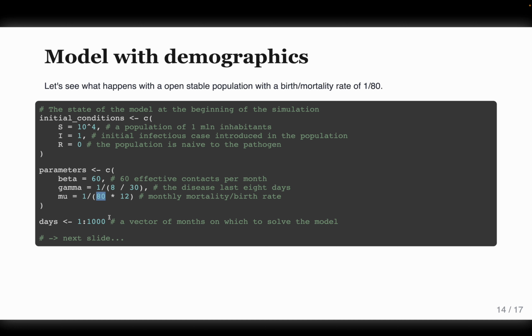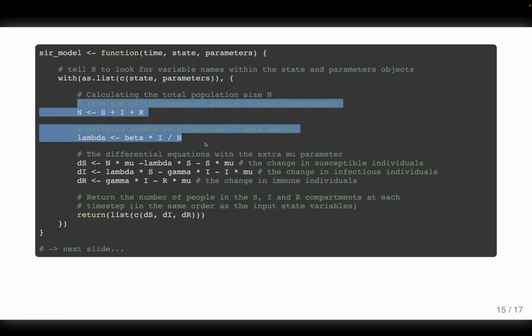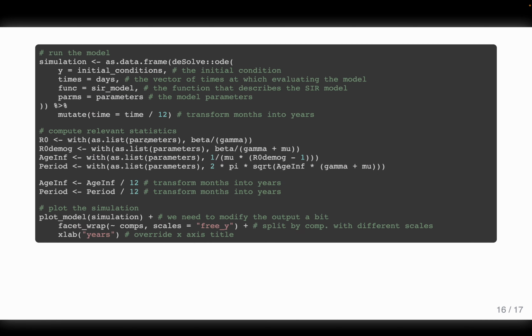We want to follow the simulation for 100,000 months because we want to show the oscillations that we talked about in the lessons about demographics. So here is how the SIR model gets modified to include demographics. So this part stays the same. We have the total population, and then we have our lambda.